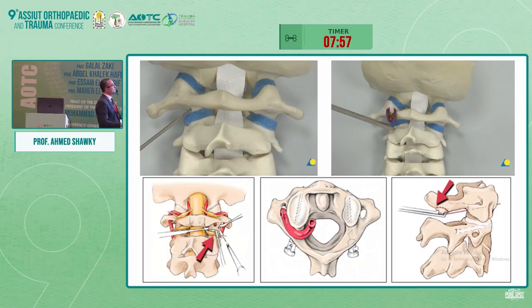It is very important to understand the anatomy here. You have a very rich venous plexus here. It commonly bleeds. And you have the vertebral artery on your lateral aspect. You have the C2 nerve root caudal to the entry point, and also the vertebral artery cranial to your entry point.